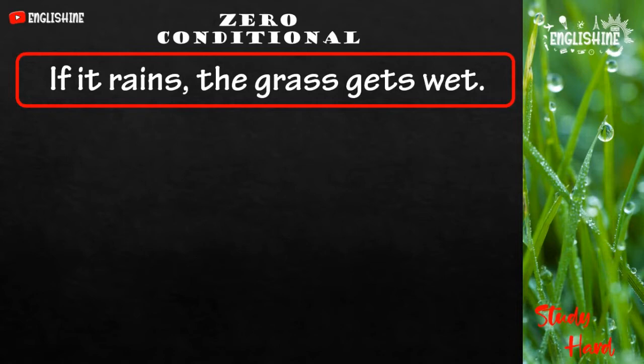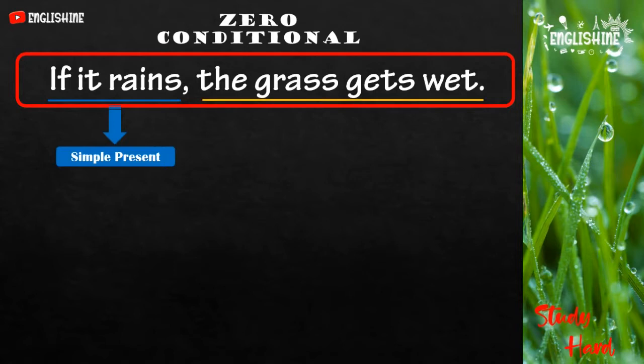The first sentence, if it rains, is simple present. And the second sentence, the grass gets wet, is simple present as well. This time we want to talk about the grammar rule. The first sentence is simple present.